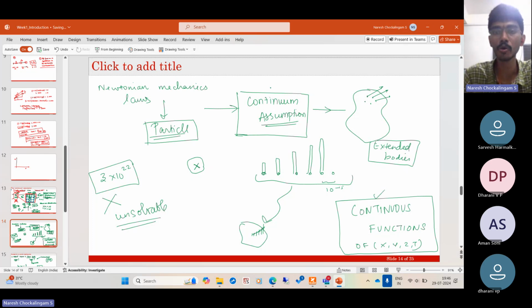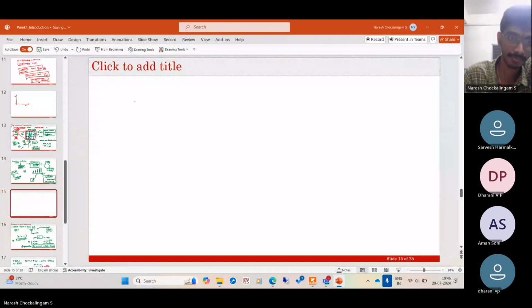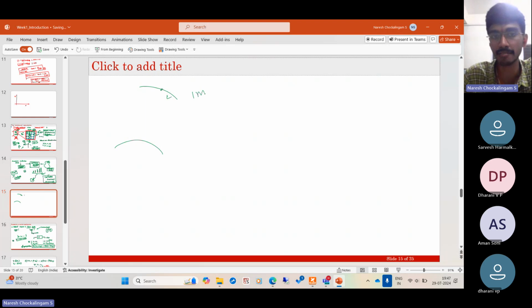If you go to outer space, if you go to the exosphere, say this is the Earth and you're going to the edge of the atmosphere, there the density is very low. So there, in 1 meter, you may have very few molecules. You may have just 1,000 molecules in a meter cube in deep space.